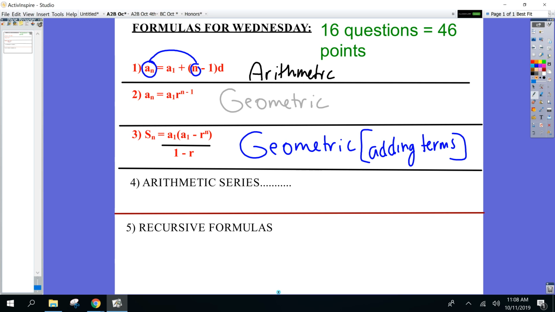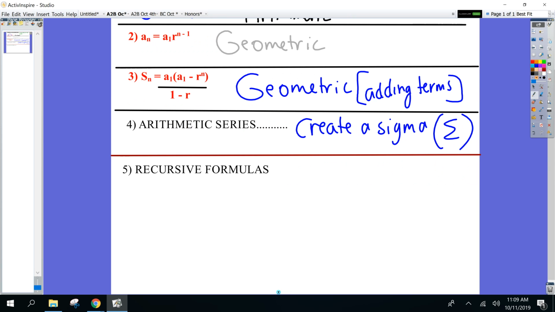What do we do then if we want to add terms to an arithmetic sequence? We create our own sigma. Thank you, Alex. Yep. Create a sigma. So if it's arithmetic and I'm asking you to add up the terms, you have to create your own sigma, which we'll get practice at here. And then this was a real problem point, even though you guys averaged an 85. This was a real problem point on the quiz.